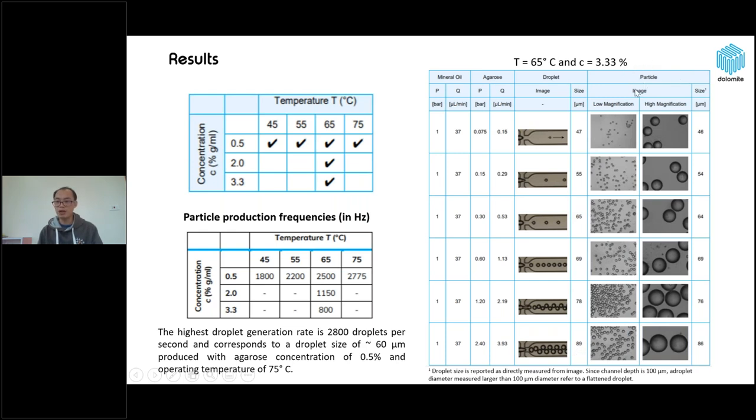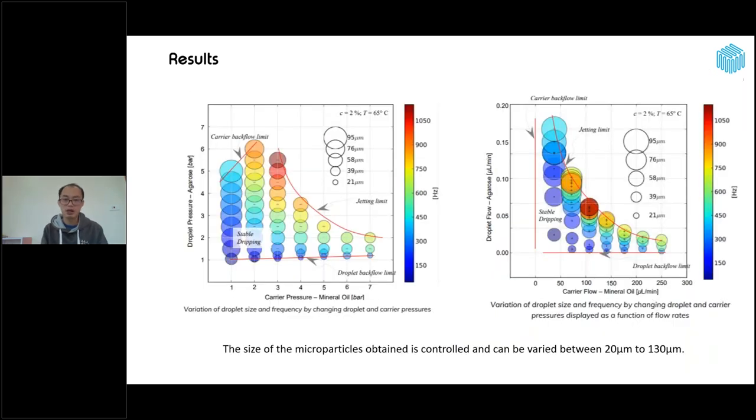This one shows the imaging of particles under the microscope with low magnification and high magnification. We can see that we can obtain very monodisperse droplets and also monodisperse agarose particle size. This graph shows the variation of droplet size and frequency by changing the droplet carrier pressure, as a function of the pressure and the flow rate.